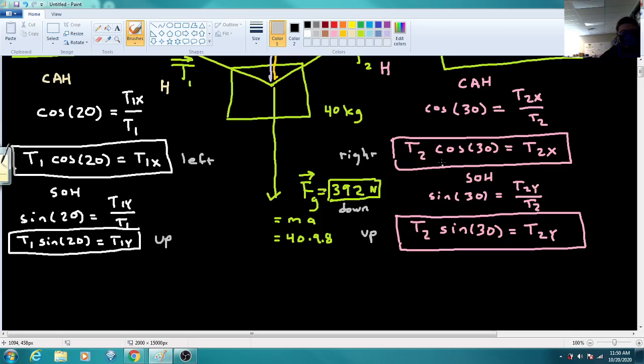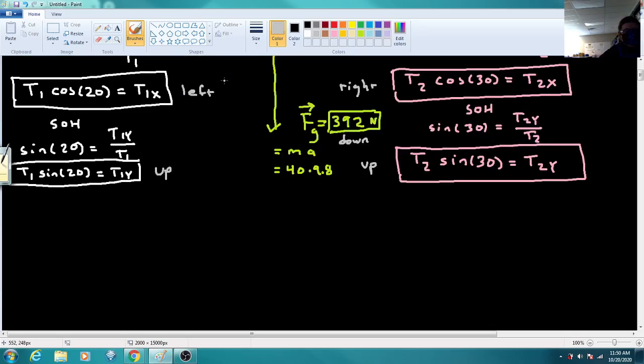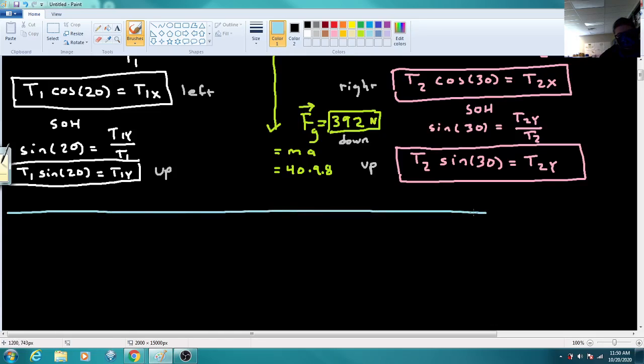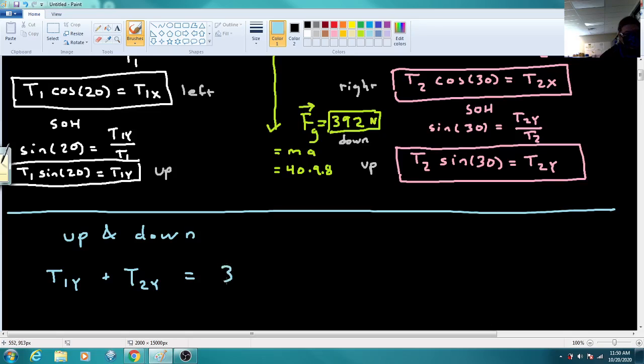We have one force to the left and one force to the right. So we're going to balance things out by the directions that things are pulling. Let's say up and down, we'll balance that out here. So T1y plus T2y, those are the two forces pulling up. They would equal the force pulling down, which is the 392 newtons.